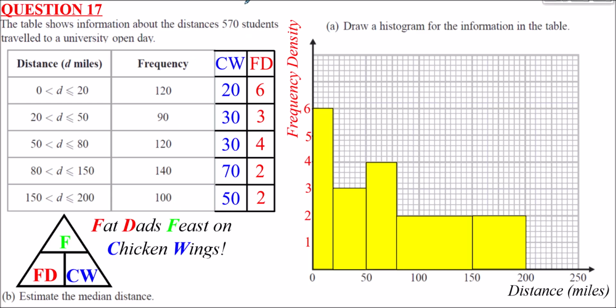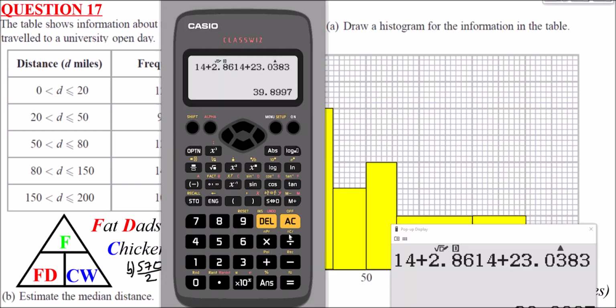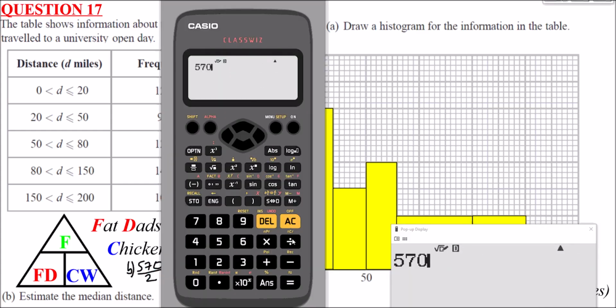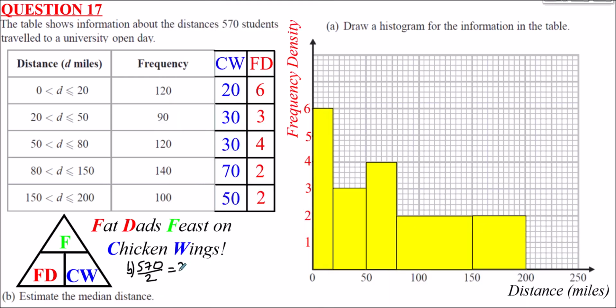So if there's 570 students, just divide that by 2. So what's 570 divided by 2? If in doubt, calculate it. Should find it's 285. So therefore, the median is going to be the 285th person.